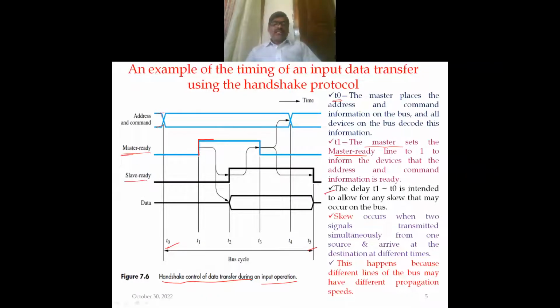Fine. So the delay T1 minus T0 is intended to allow for any skew that may occur on the bus. This delay time is called skew. Skew occurs when two signals transmitted simultaneously from one source arrive at the destination at different times. This happens because different lines of the bus may have different propagation speeds.